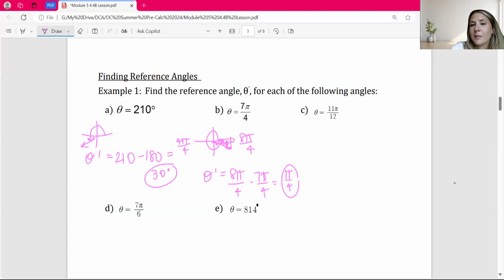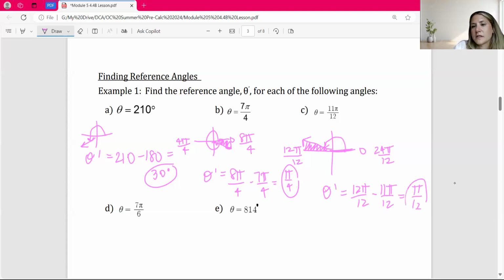Similarly, let's look at 11 pi over 12. That's my angle. I know here's 0. I know this is pi. And in this denominator, that would be 12 pi over 12. 2 pi's over here, that would be 24 pi over 12. Well, if I'm drawing the angle 11 pi over 12, I know that's right before I get to 12 pi over 12. So to find this reference angle formed by the terminal side and the closest x-axis, theta prime equals 12 pi over 12 minus 11 pi over 12. That's going to give me pi over 12 as my reference angle.